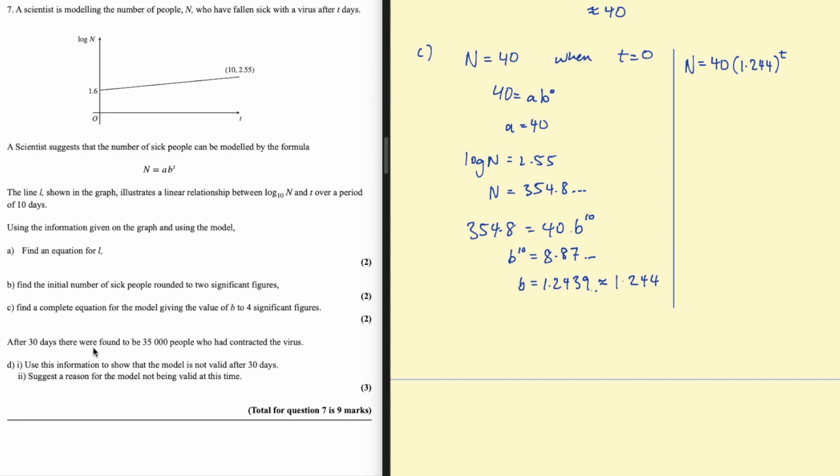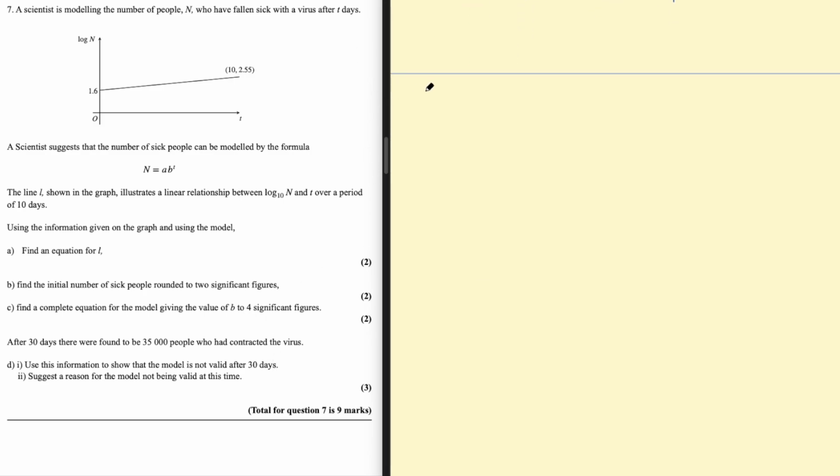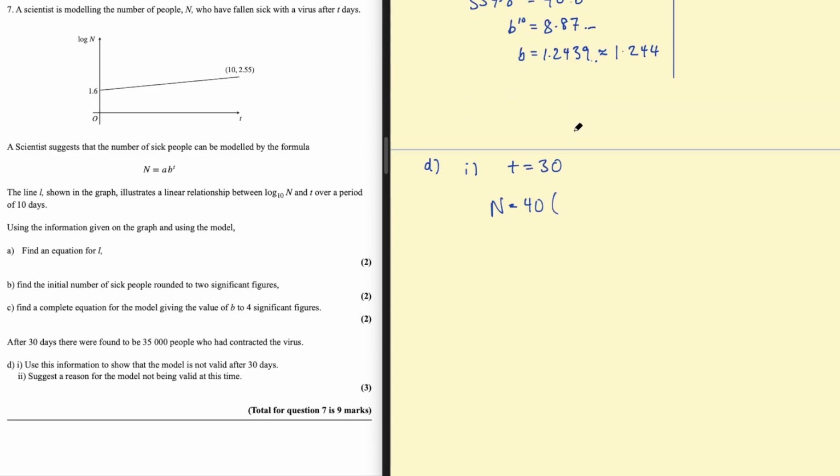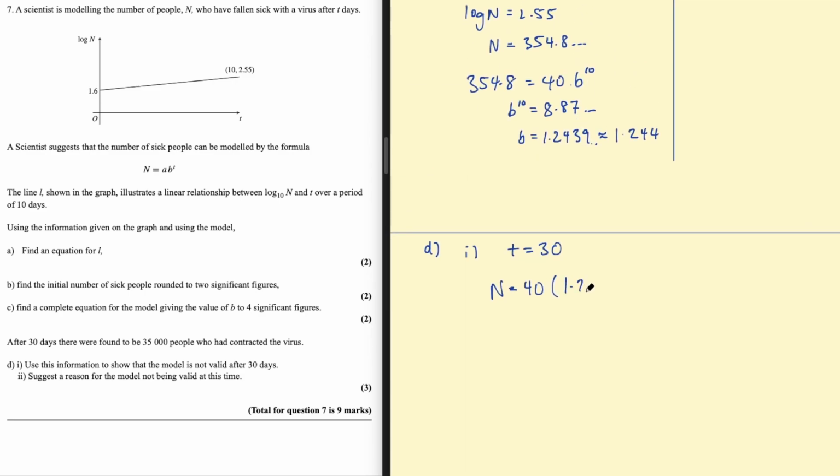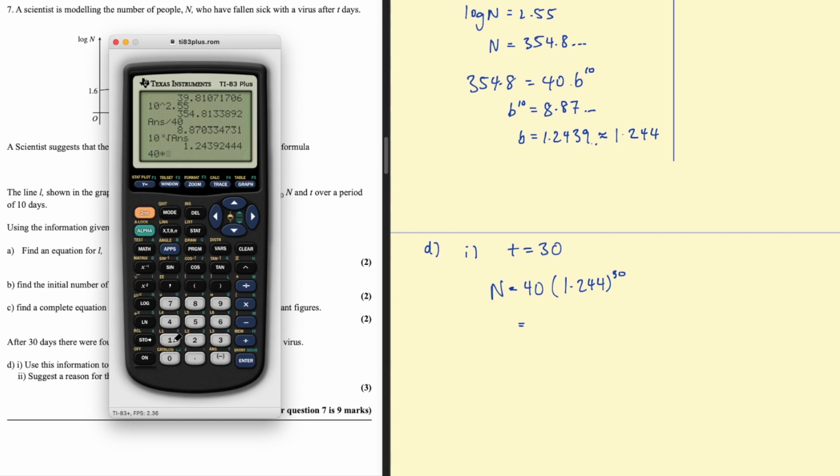Part D says after 30 days there were found to be 35,000 people who had contracted the virus. Part I says use this information to show that the model is not valid after 30 days. Okay, so for part D, part I, let's let t equal 30 and see what we get with our model. So n is equal to 40 times, what was b? b was 1.244 to the power of 30. So let's put that into a calculator, see what we get. So 40 times 1.244 to the power of 30.